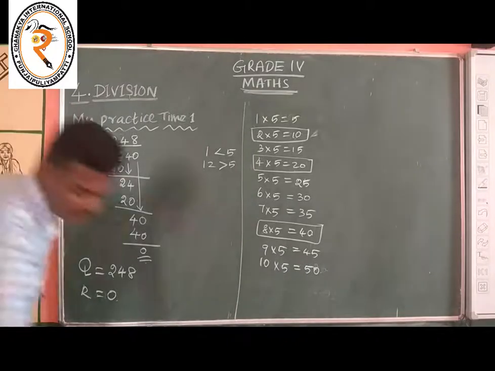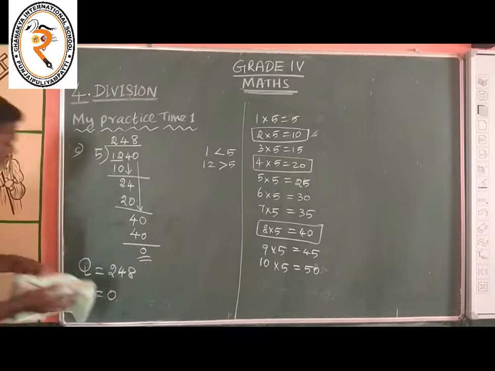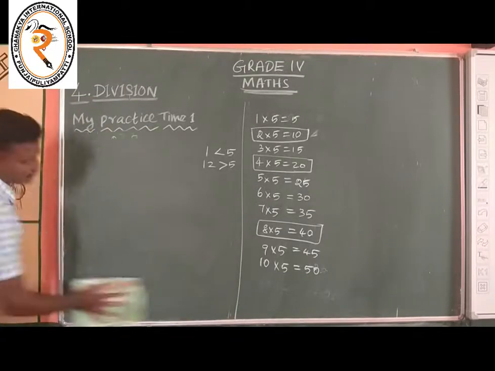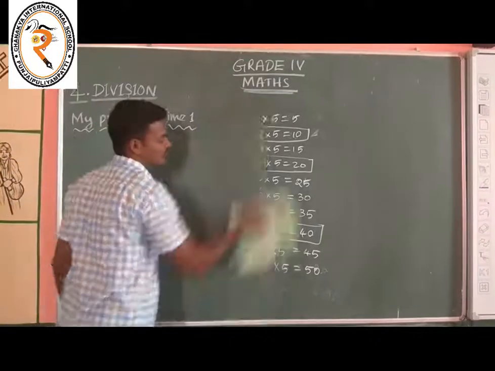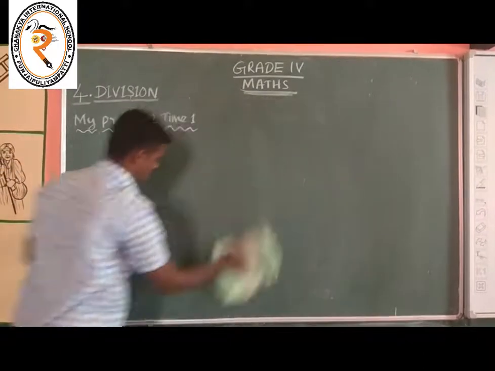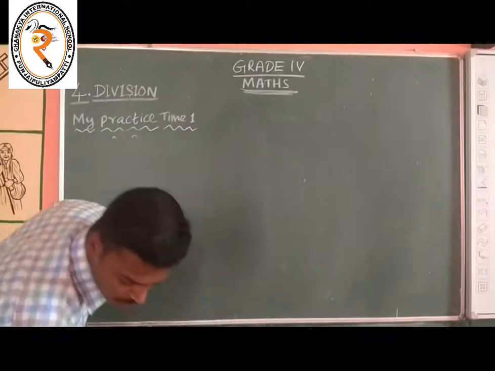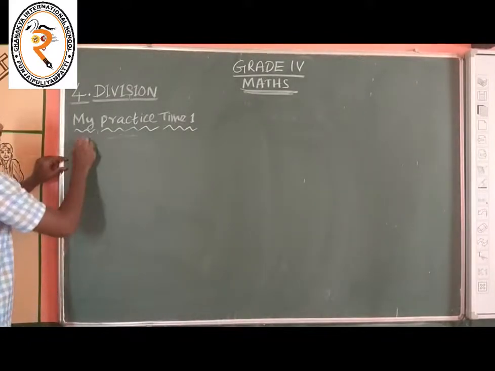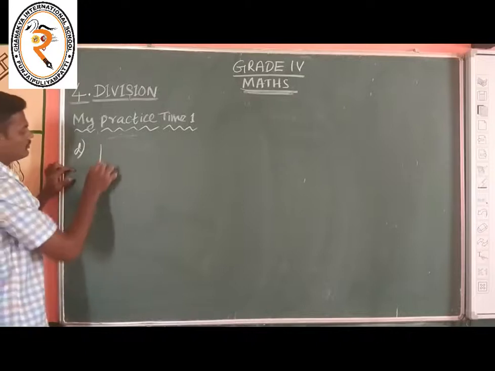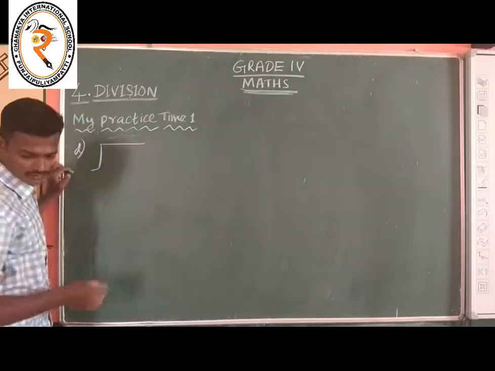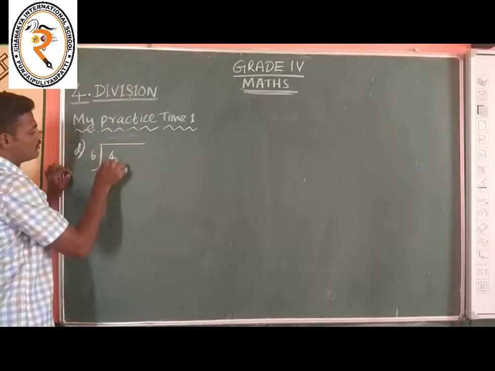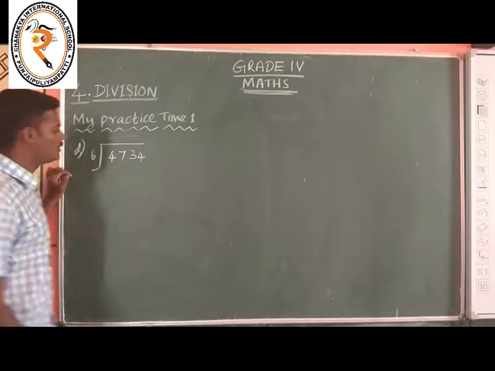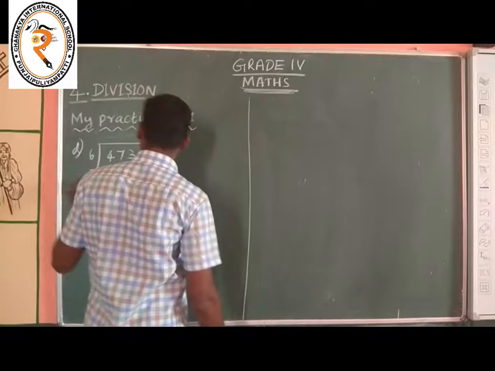And the next one, question number D. 4,734. First we write the sixth table.